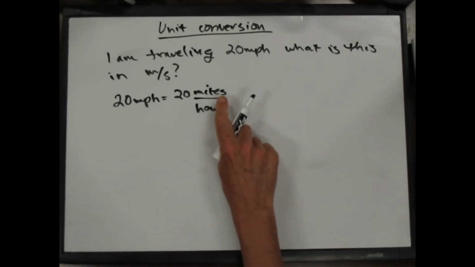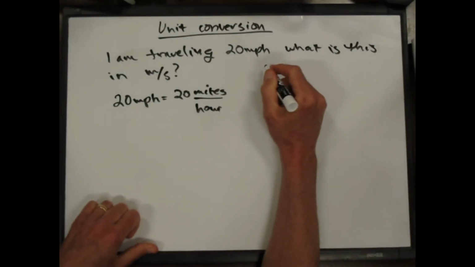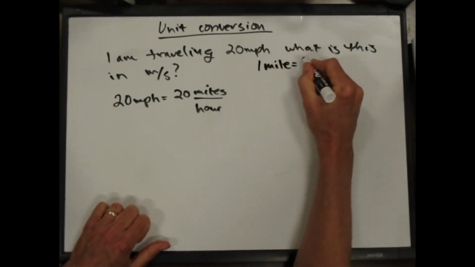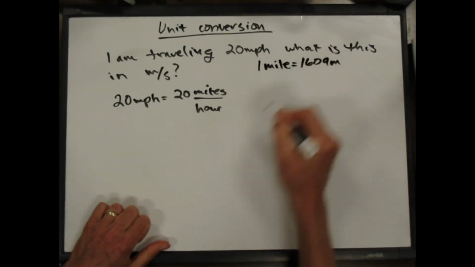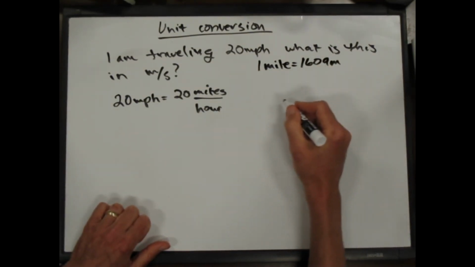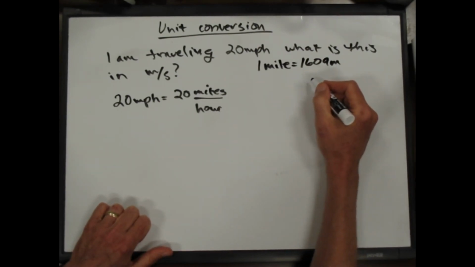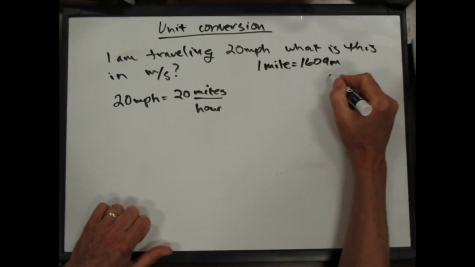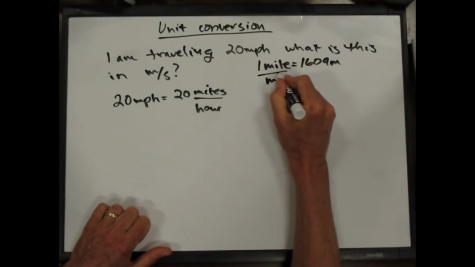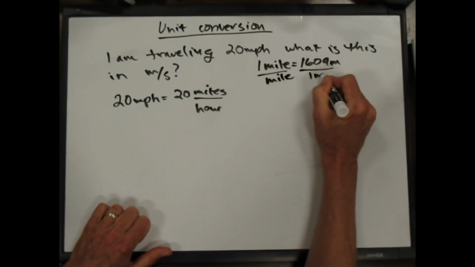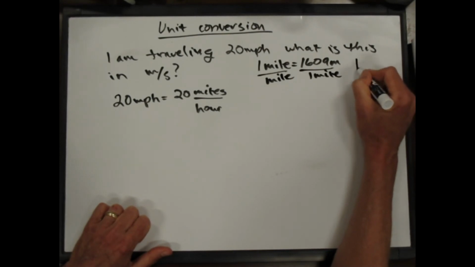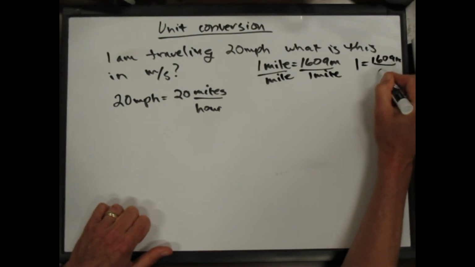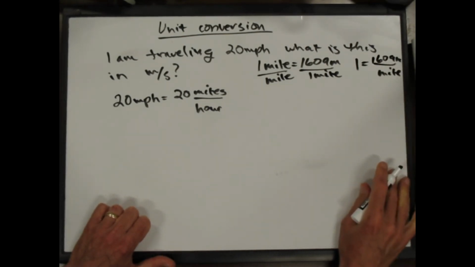I need a relationship between miles and meters, and I can go look it up. I can find out that 1 mile equals 1,609 meters, approximately. That means that if I divide this side by a mile and this side by a mile, then 1 on the left-hand side is equal to 1609 meters per mile.